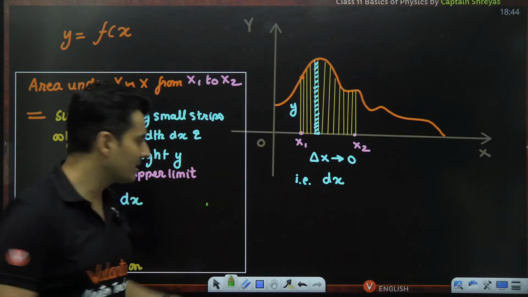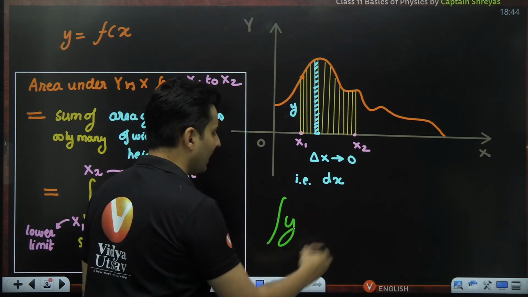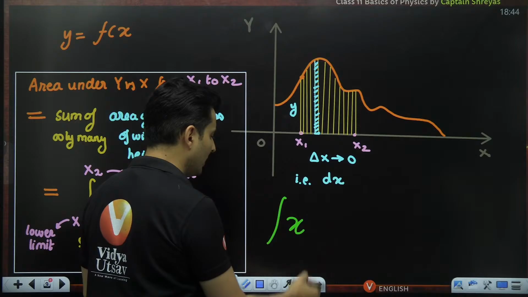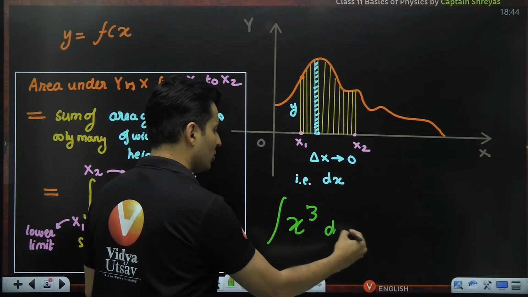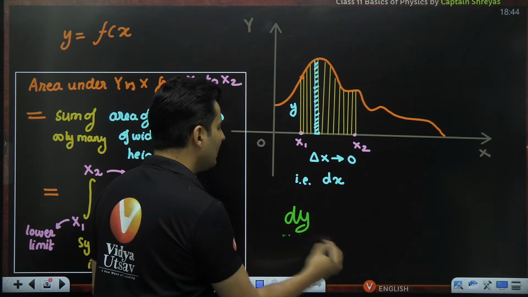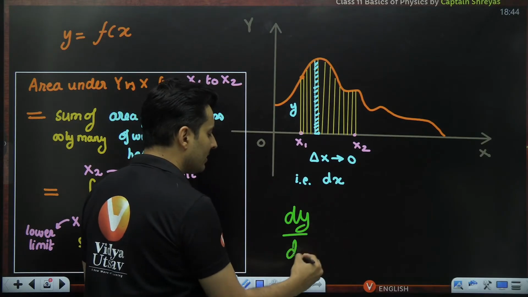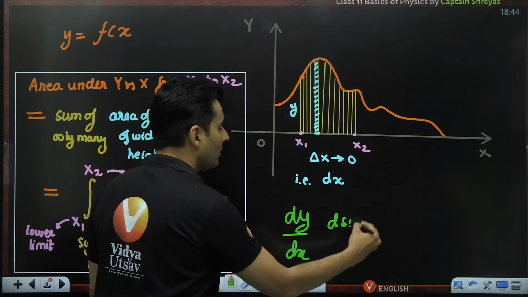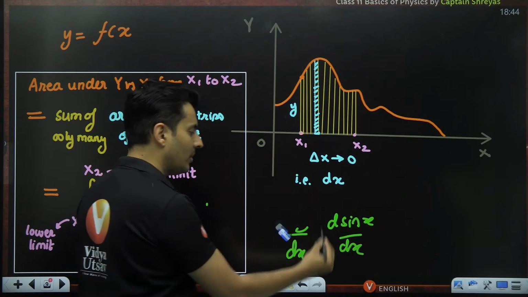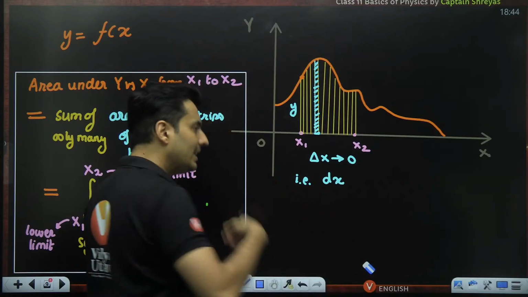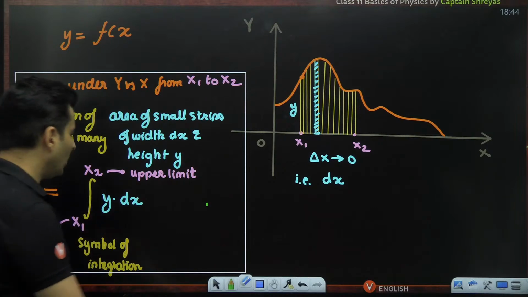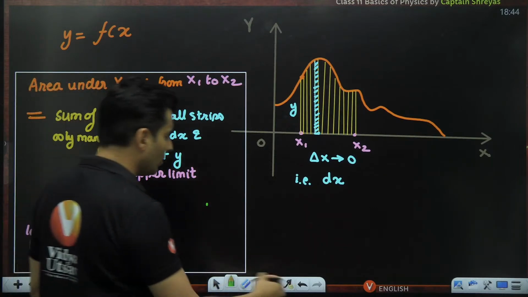You cannot just write down integration of y. No, it has no meaning. Or integration of x cube. No, it has no meaning. If it is something, it has to be with dx. Just like there is no meaning of dy by nothing. Always it is dy by dx, or the derivative of sine of x with respect to x. So you differentiate with respect to something, you also need to integrate it with respect to something.